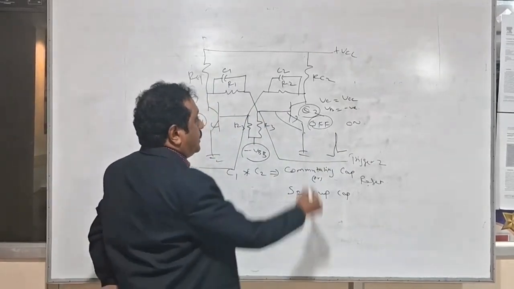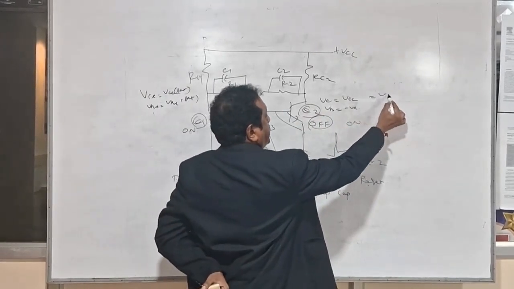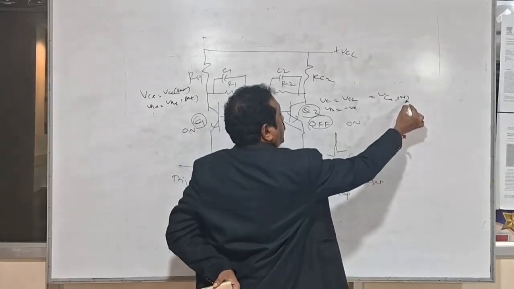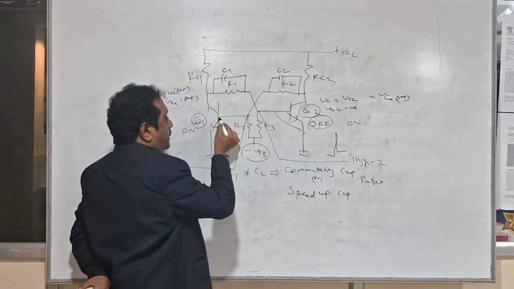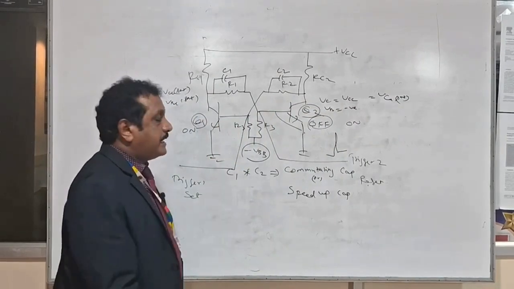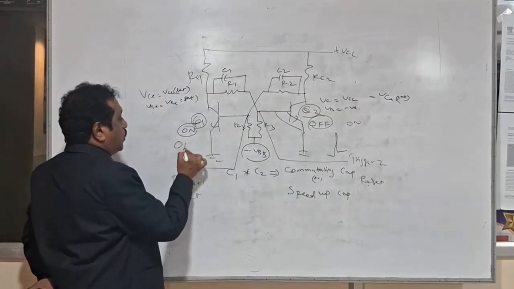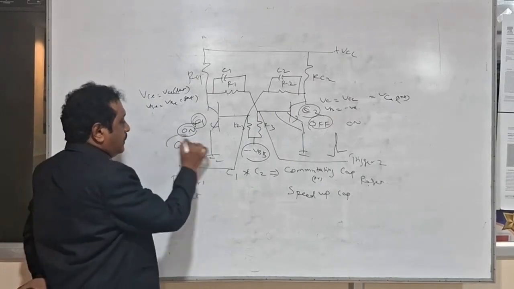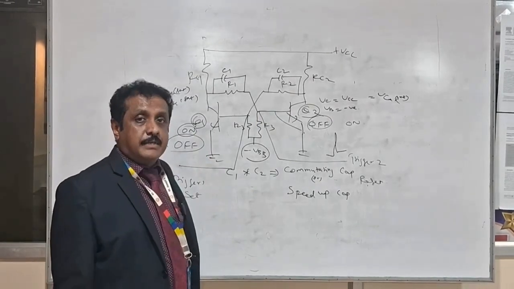Once it goes on, its collector voltage is VC saturation, 0.2 volt, which is directly coupled to the base of Q1, which is less than 0.7. That makes Q1 off. This state is also a stable state.